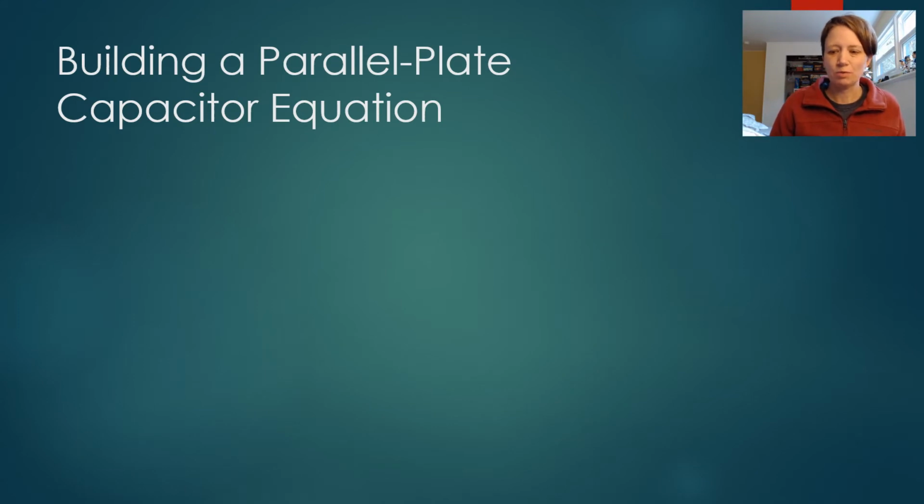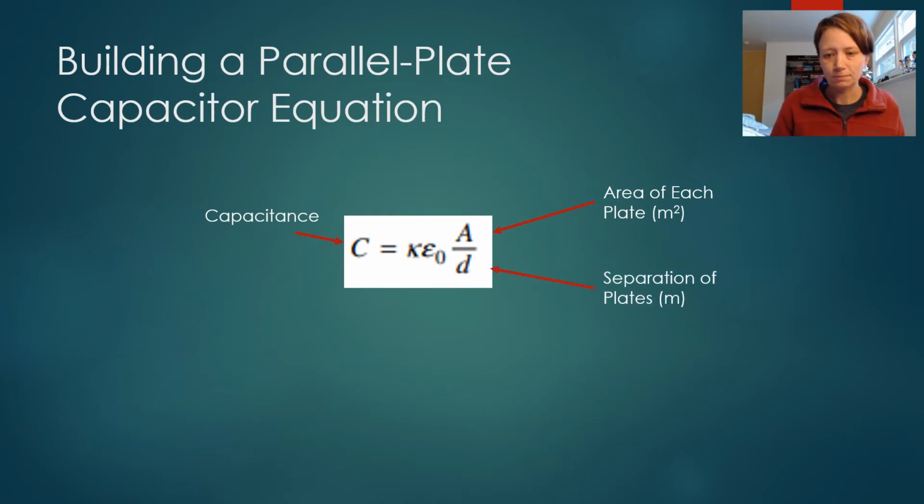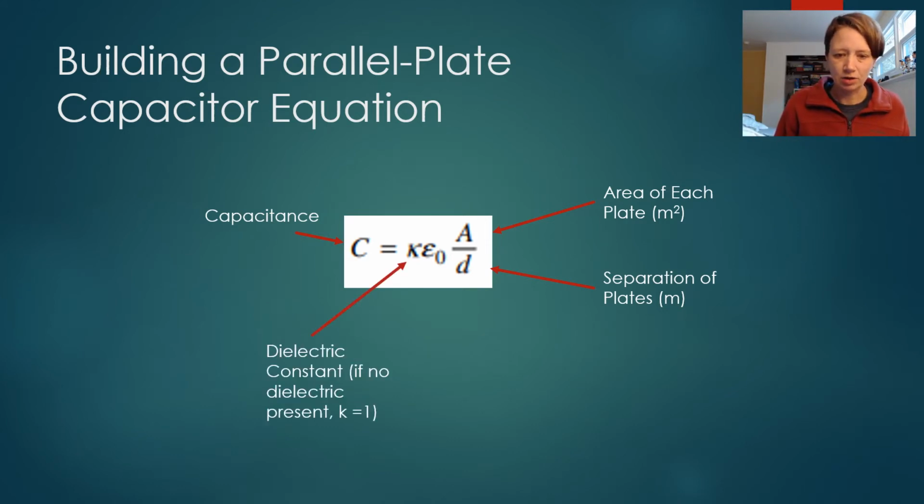So let's take those three relationships and build a parallel plate capacitor equation. This is what the equation ultimately looks like to describe how to build the perfect capacitor. The left side of the equation, the dependent variable, is capacitance measured in farads. On the right side of the equation, you'll see a linear relationship with the area of each plate. So that's just one of the plates that you have to measure. An inverse relationship with the separation between the plates, as we discussed. And then we've got that dielectric constant k.